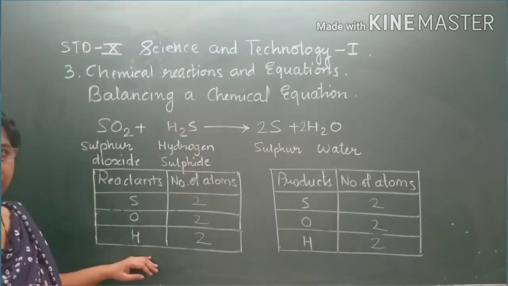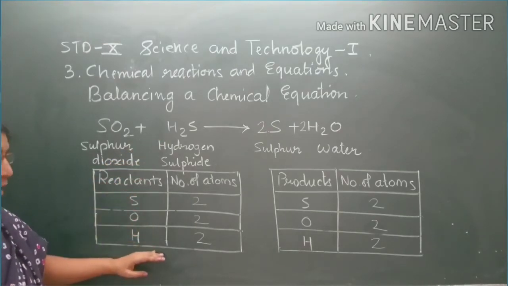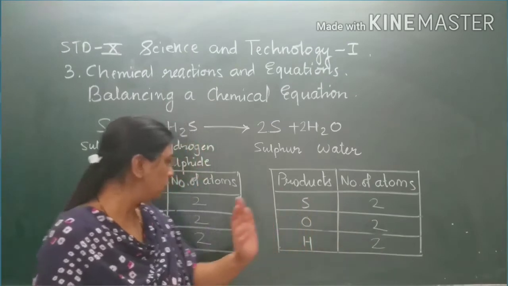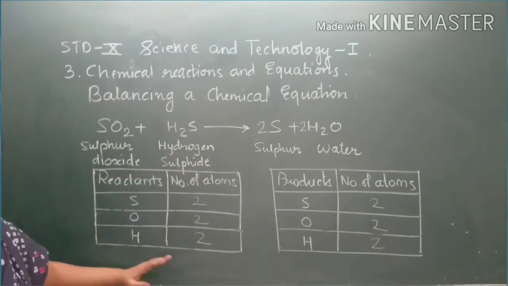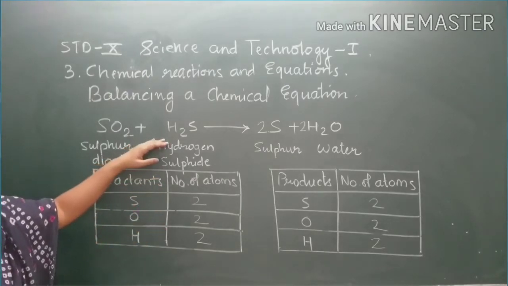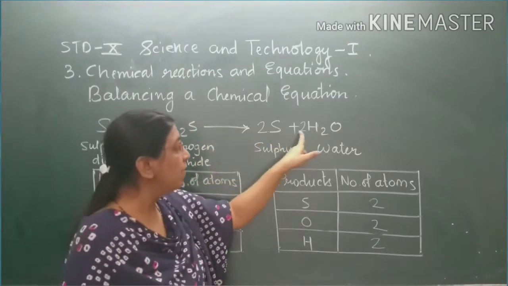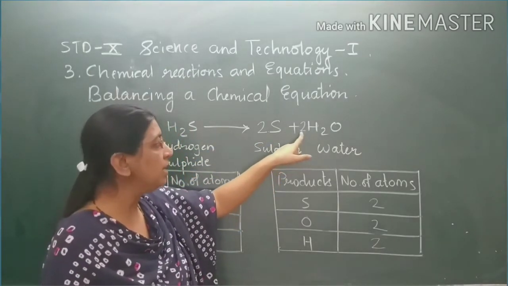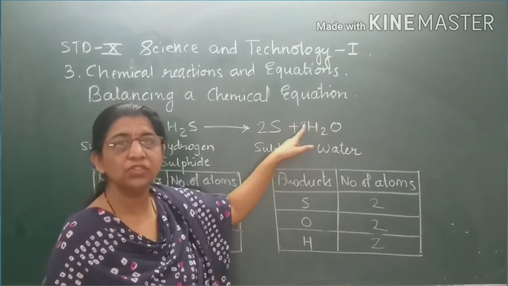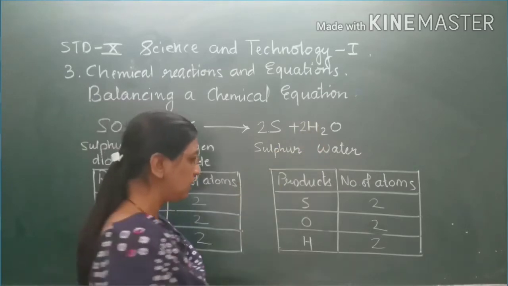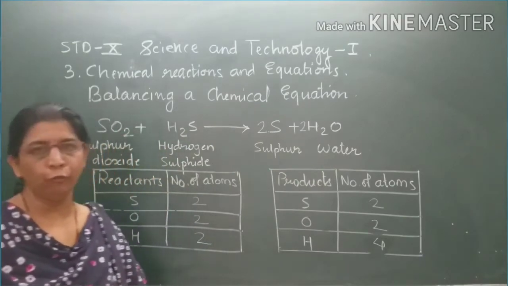Let me come to the last element, that is hydrogen. In the reactant, hydrogen atoms are 2 in number, and in the products also they are 2 in number. So if I write in this way, is it correct? Let me come back to the equation and check it. SO2 plus H2S gives 2S plus 2H2O. When I write 2 here, the number of hydrogen atoms in the products has changed. 2H2O means the hydrogen atoms present on the product side are now 4.